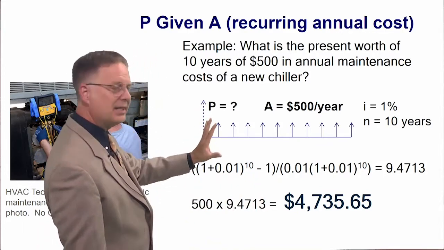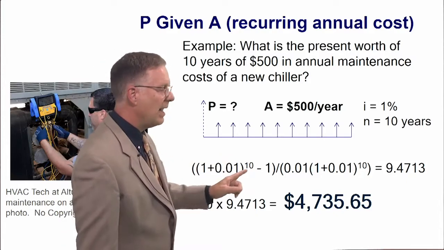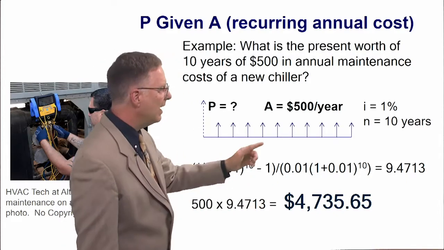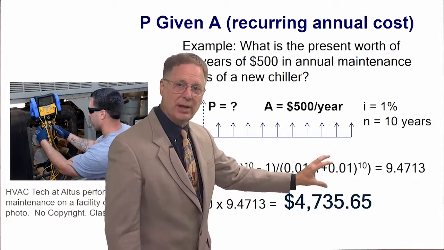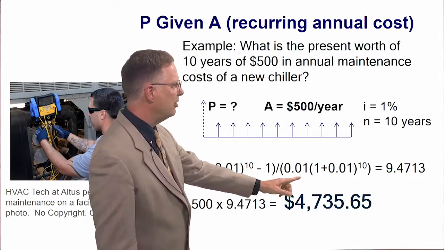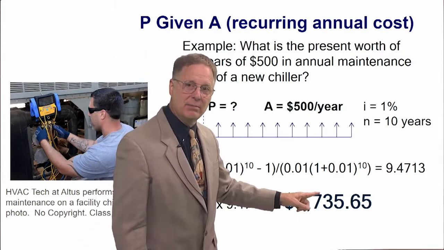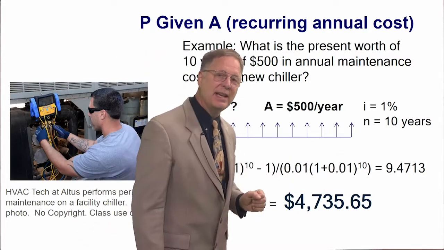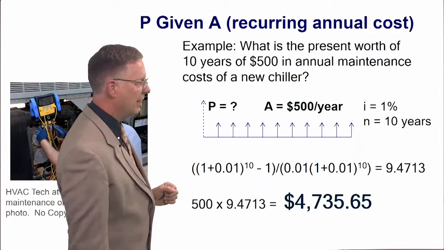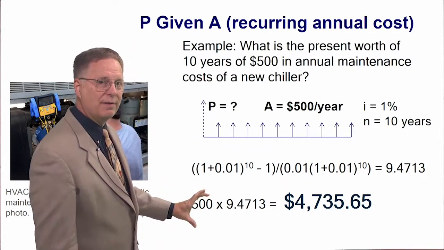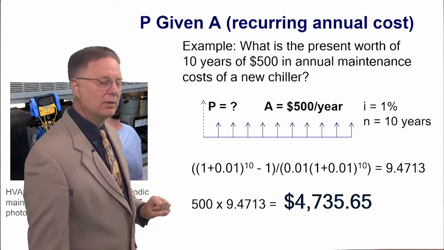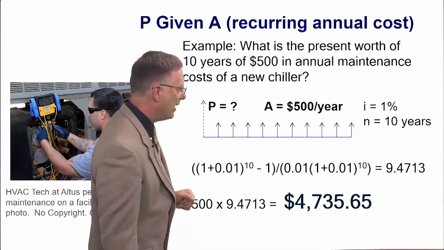All right, that's on the top. On the bottom, we got i, 0.01, times that 1.01 to the 10th power. So the same thing we did here, we got the same number there. Multiply those two guys together, divide the top by the bottom, and you come up in this case with 9.4713.